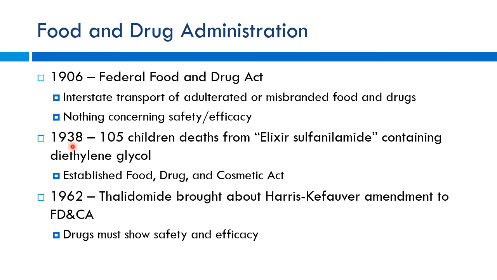However, in 1938, so again, very long time ago, there were 105 kids that ended up dying because of this elixir sulfanilamide. It was an antibiotic, and actually contained a very toxic compound called diethylene glycol. So they used it as a solvent, and it ended up killing a bunch of kids. And so because of that, they developed the Food, Drug, and Cosmetic Act, the FD&C Act. This was starting to say, okay, we need to really show that things are going to be safe and efficacious for people, along with the Harris-Kefauver Amendment.